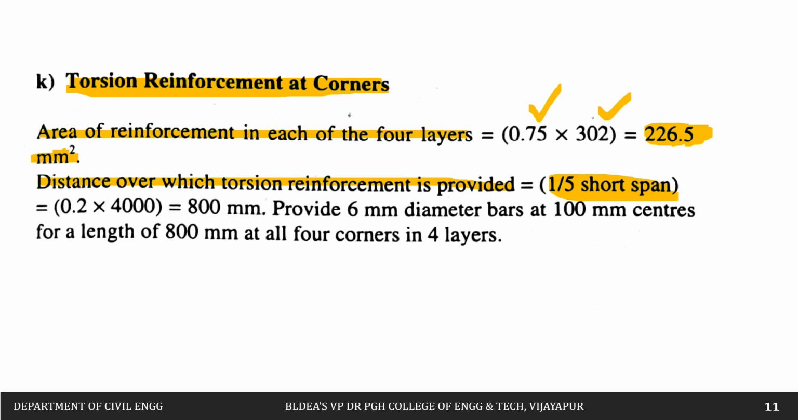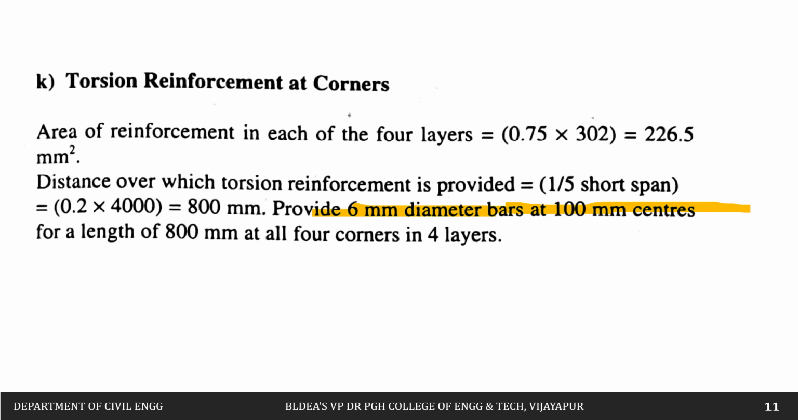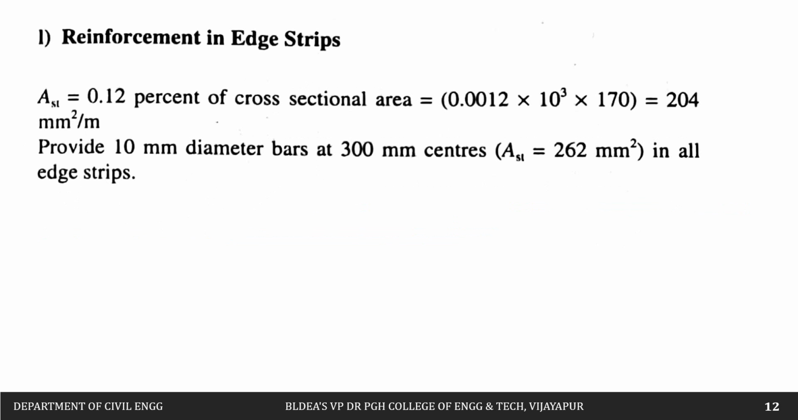So here further I will tell you. That is equal to 1 by 5, which is nothing but 0.2 multiplied by the short span, 4000. So we will get the answer as 800 mm. So we are going to provide the torsional steel up to this distance of 800 mm. So let us provide 6 mm dia bars at about 100 mm center to center for a length of 800 mm at all four corners in four layers.